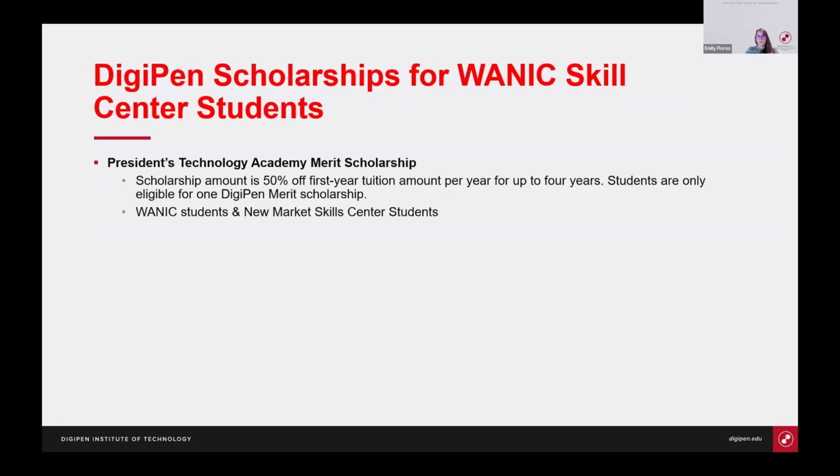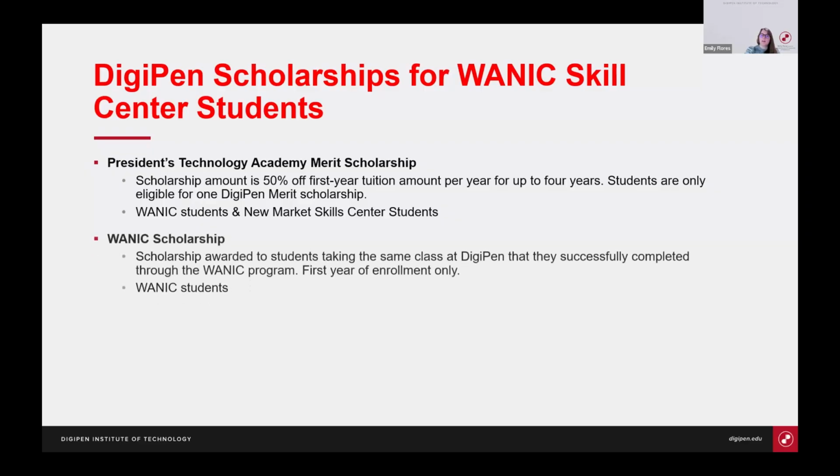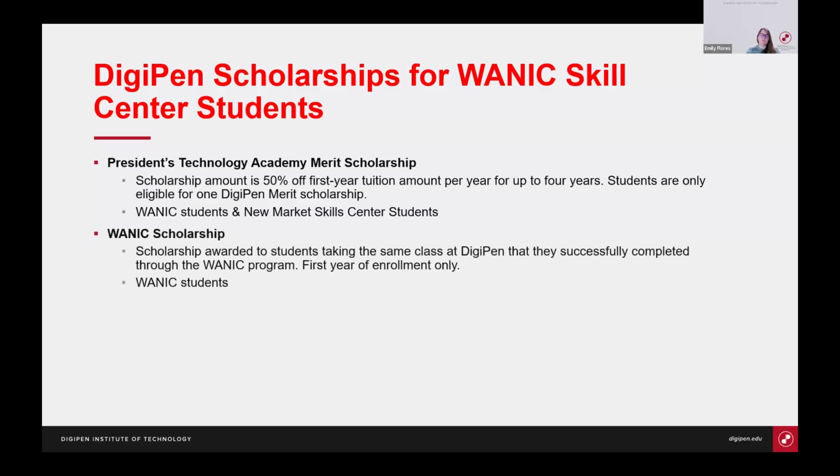And again, students are only eligible for one merit scholarship. So if they're awarded both the merit scholarship and the President's Technology Academy merit scholarship, then the President's Technology Scholarship would replace that other merit scholarship. And both WANIC students and I know we have some New Market Skill Center students as well, just so you know, you're also eligible to be evaluated for the scholarship as well.